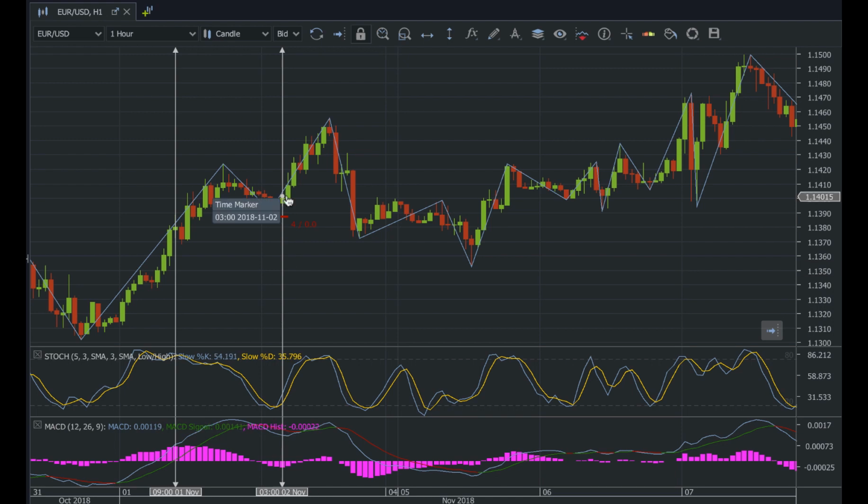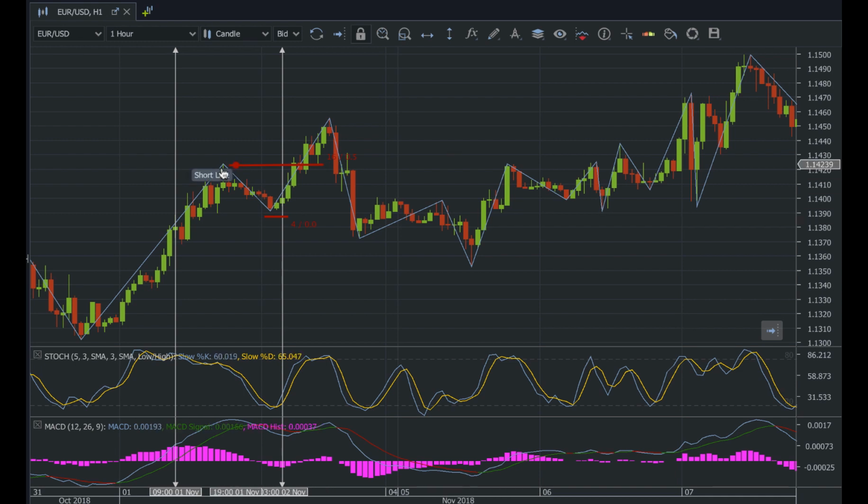So where is my take profit? Actually, take profit is in line with the risk reward rule. For me, it's 1 to 2. But the simplest rule is that the previous swing high will be the take profit. So the previous swing high is here. So this will be my take profit.